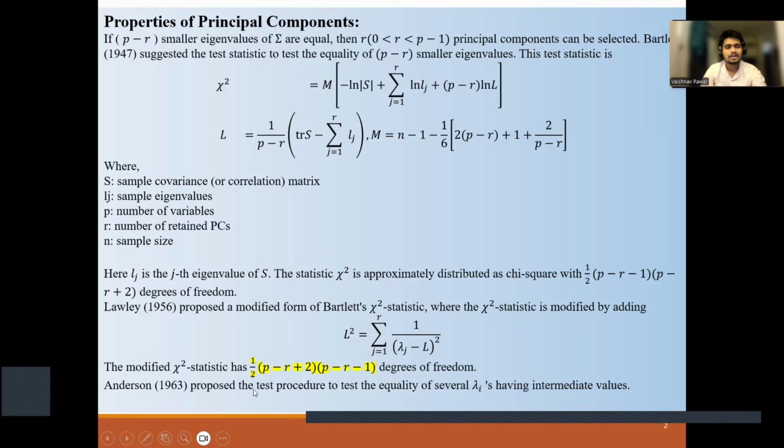Basically, principal component analysis is based on the eigenvalues and eigenvectors of the covariance matrix. Eigenvalues represent the amount of variance explained by each component. Larger eigenvalues indicate more important components. Smaller eigenvalues indicate less important components. If some eigenvalues are equal, then their components have similar importance. Bartlett's test is used to check equality of smaller eigenvalues. This helps to determine how many components to retain.